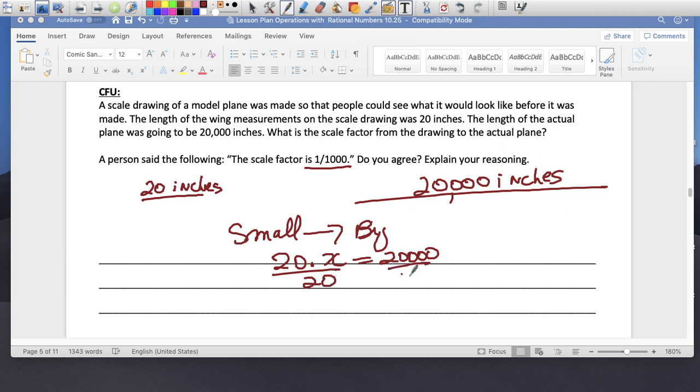Let's divide by 20, divide by 20. And x equals, let's cut this out and divide by 2, what is that, 1,000? x equals 1,000. The scale factor is definitely not 1 over 1,000 because it was not a reduction, but instead it was an enlargement, right? So the actual wing is 1,000 times bigger than the original wing. Okay, so we needed all that to explain.